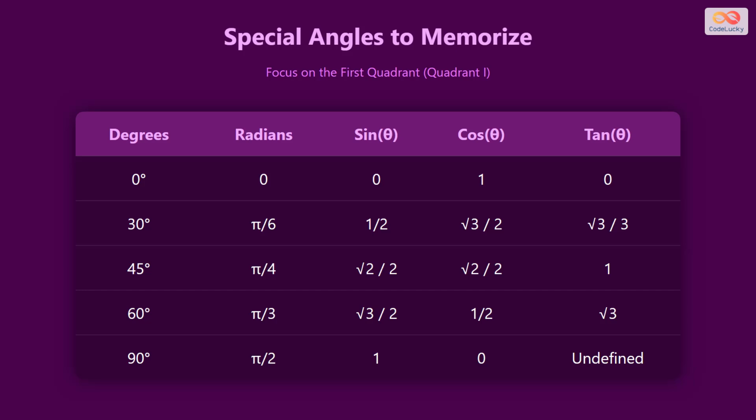However, there are some angles you simply must memorize to be fast and efficient. These are 0, 30, 45, 60, and 90 degrees. Focus on the first quadrant values shown in this table. Once you know these, you can figure out the values for angles in all other quadrants just by adjusting the sign.